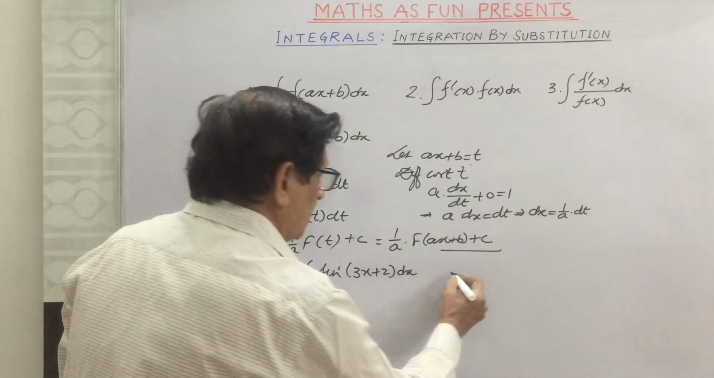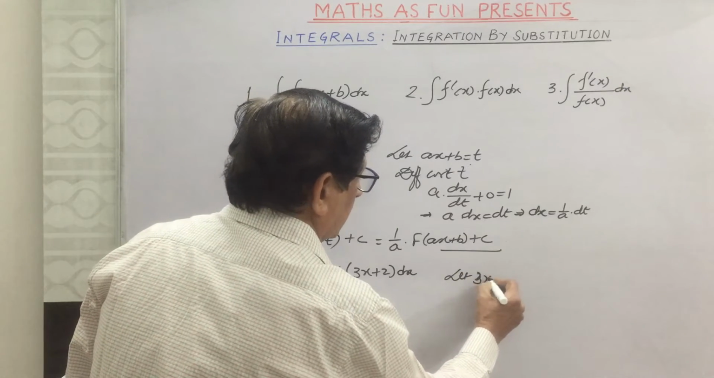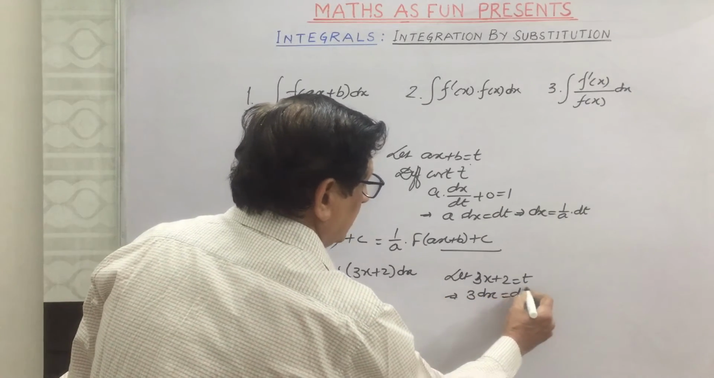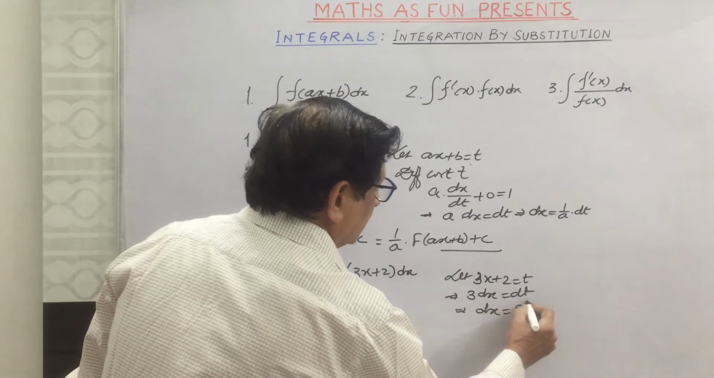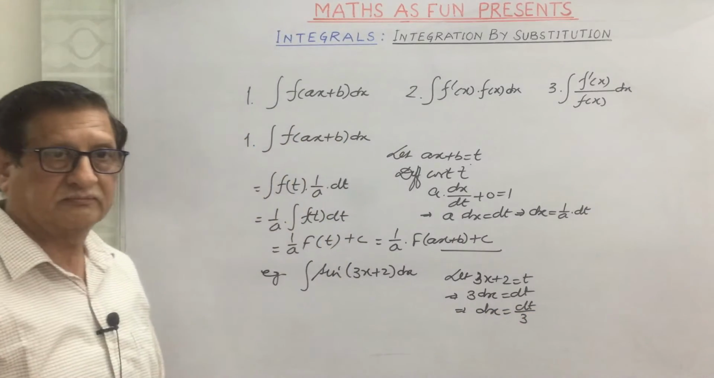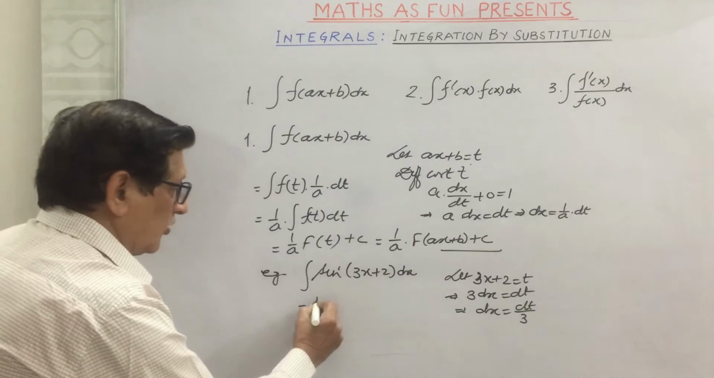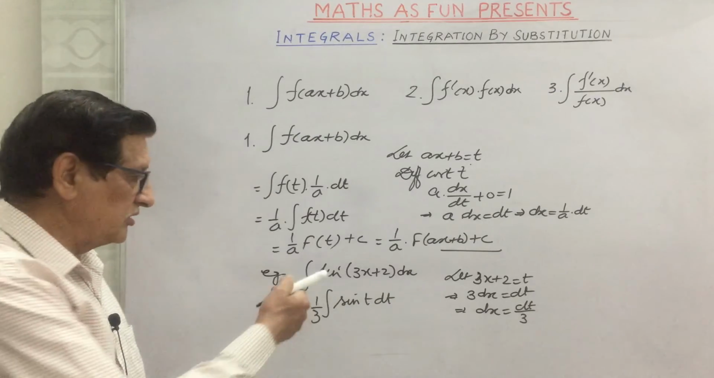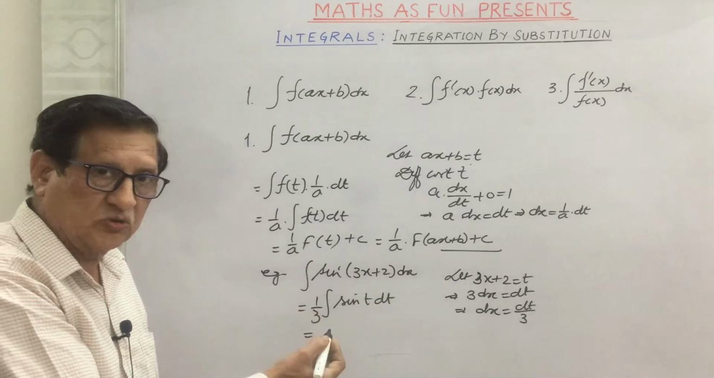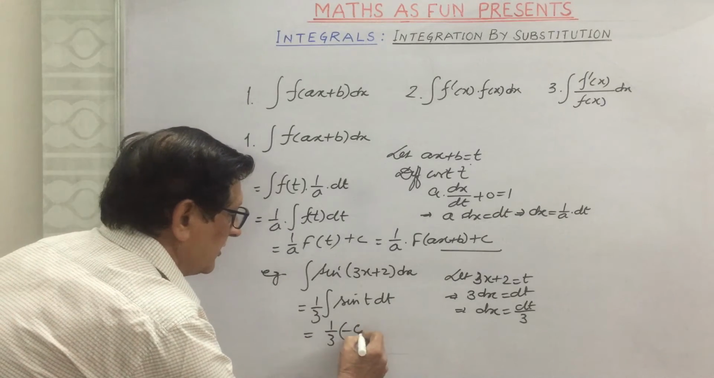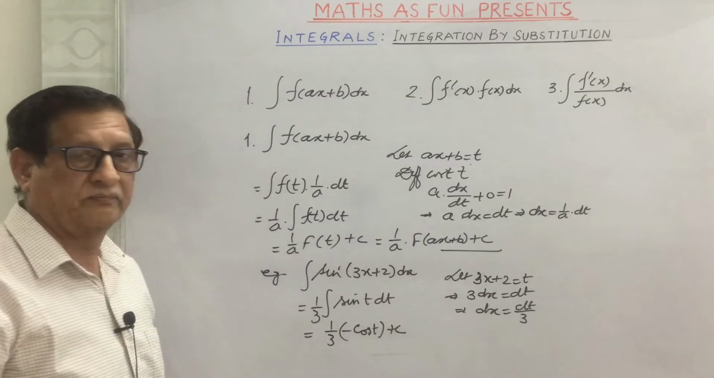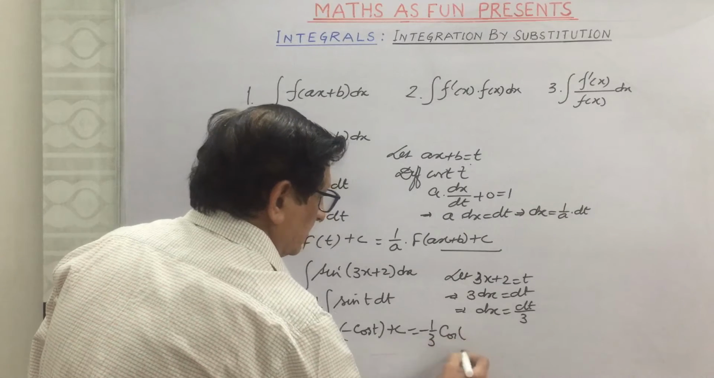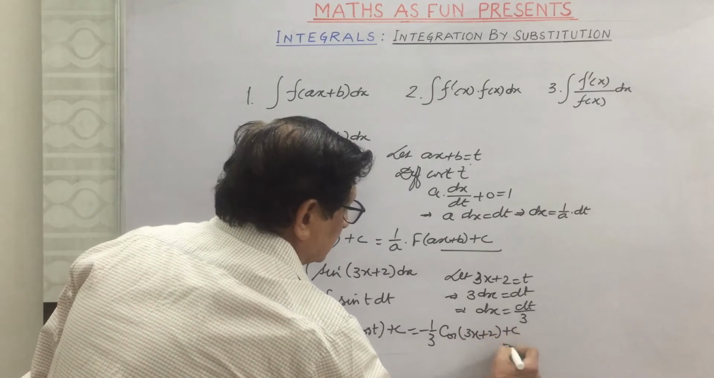We can write here 3x plus 2 equal to t. When we differentiate, we get 3 dx is equal to dt, or dx is equal to dt upon 3. So we can write this as 1 upon 3 sine t dt. And we know the integration of sine t is minus cos t. So this will be 1 upon 3 minus cos t plus c. Substituting the value of t, we get minus 1 upon 3 cos of 3x plus 2 plus c, which is the answer.